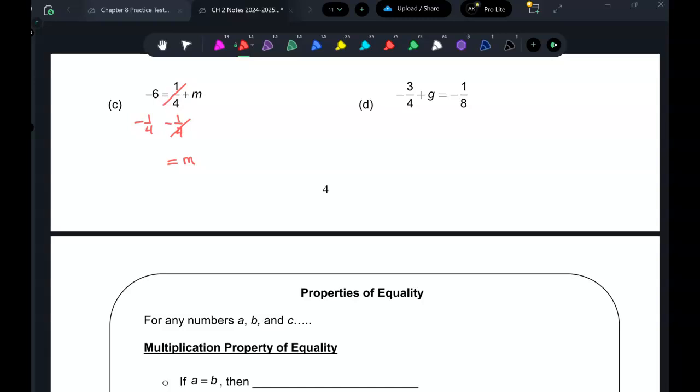So what's negative 6 minus 1/4? It says negative 25 over 4. That is correct. Negative 25 over 4. Now this is an improper negative fraction. But listen, everyone, this is fine. This is actually how I prefer you to write the answer. So we're going to leave it.